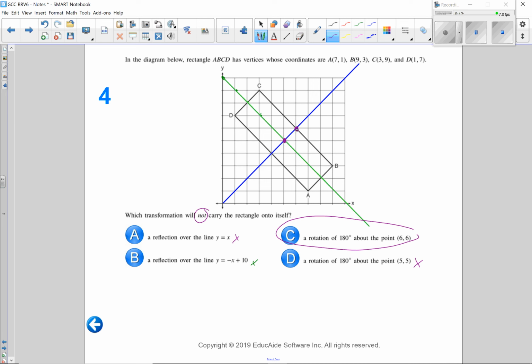Again, this is a point on the edge of the figure, so if I was to rotate 180 degrees, all the points would not land where they currently are, and therefore the rectangle would not be carried onto itself. So choice C is your final answer for that one.